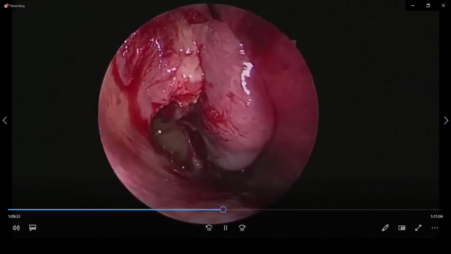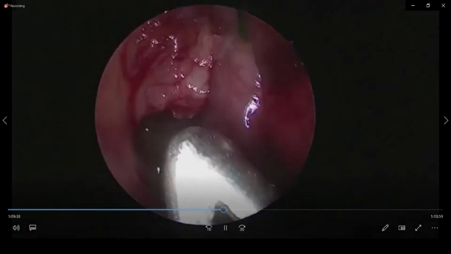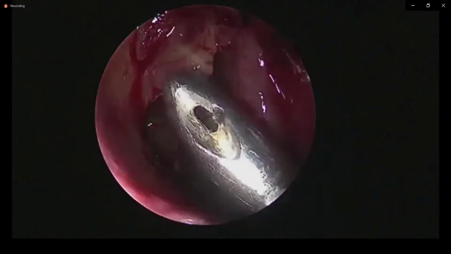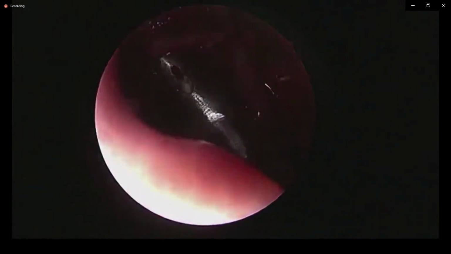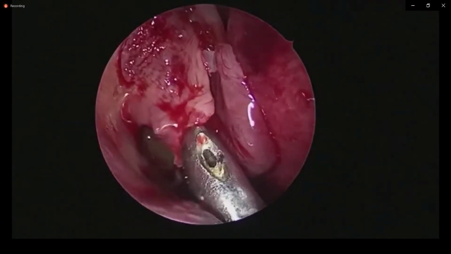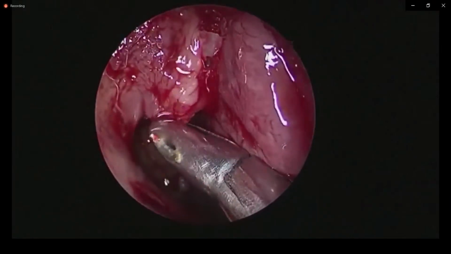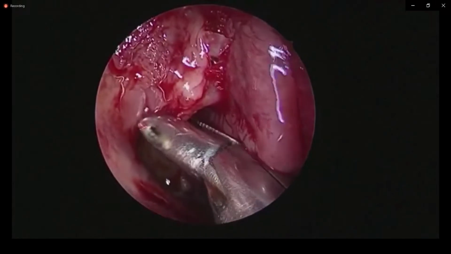So this removal of the upper part of the uncinate is again very tricky, very important. So the safest way is to go behind. See the bony uncinate, you can remove it separately. You can remove the bony plate separately, and then you can debride the soft part of the uncinate.